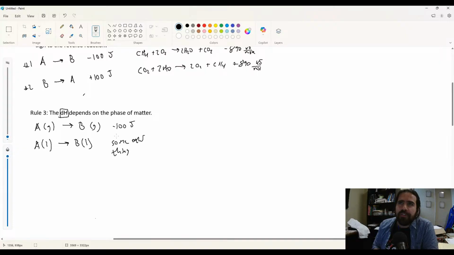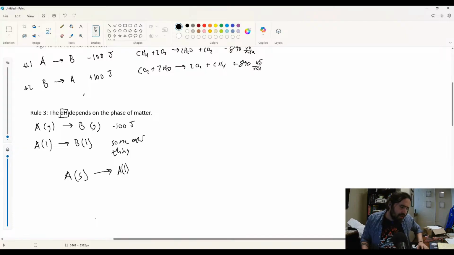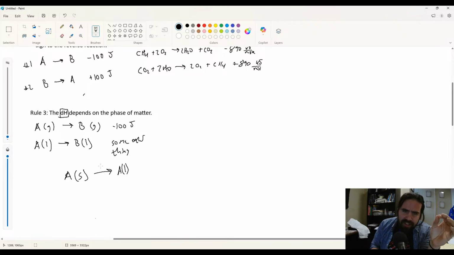energy changes for systems as they transition from one phase of matter to another. So let's say I have a solid mass. Let's call it A. It's a solid, and it changes into a liquid, A. So in this case, you could ask this question: is this absorbing energy or is this releasing energy in order to do this reaction?